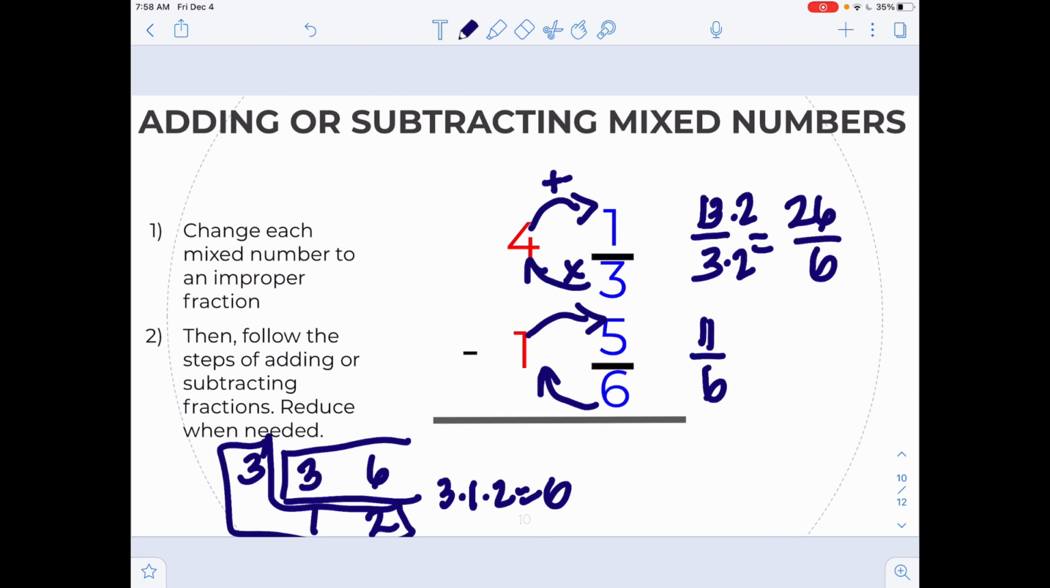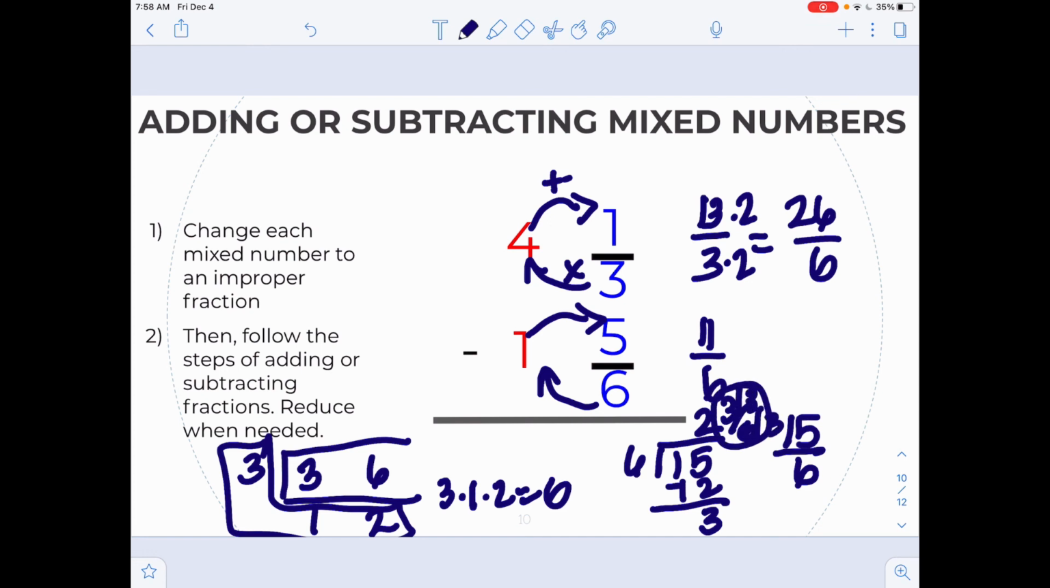So now I want to subtract: 26 minus 11 is 15. I keep the same denominator. It's an improper fraction. I want to change it to mixed, so division is the action. And I get 2 and 3 sixths. But this 3 sixths is not in lowest terms because they share a greatest common factor of 3, so I have 2 1/2.